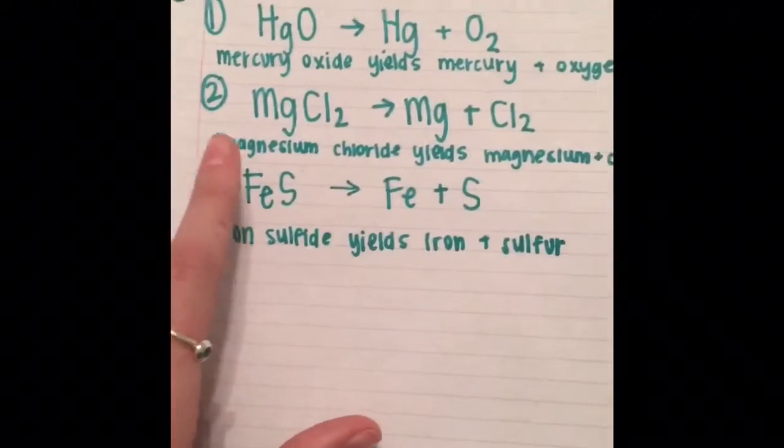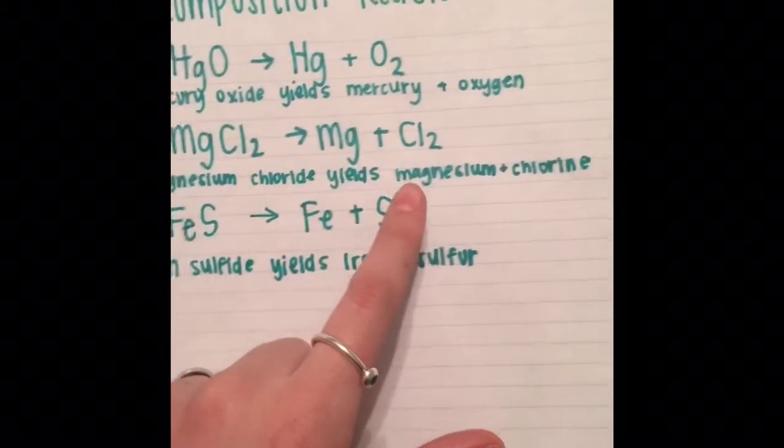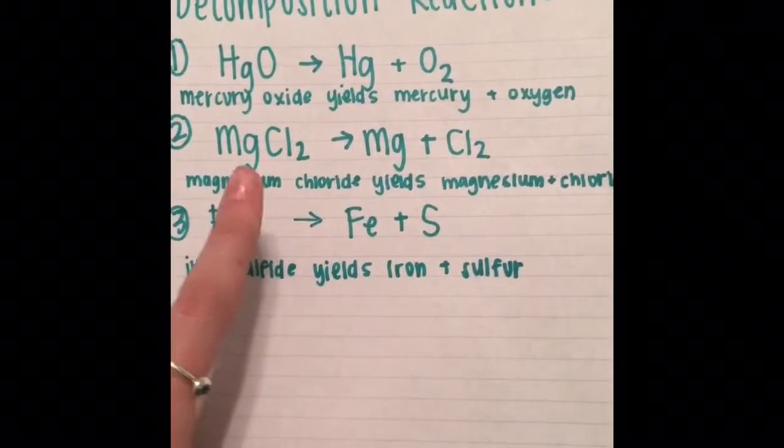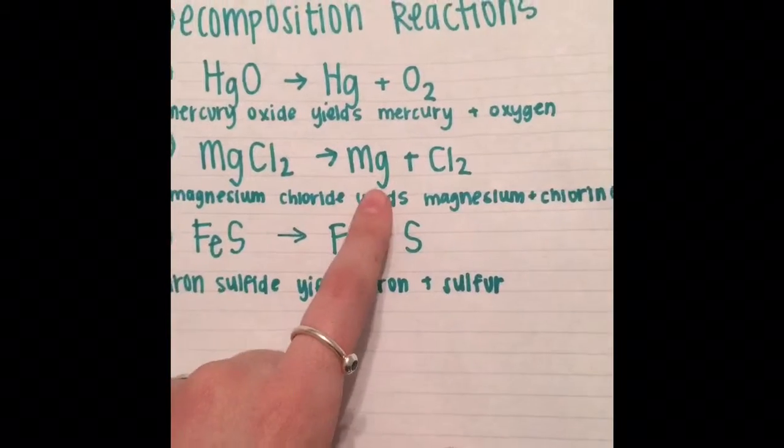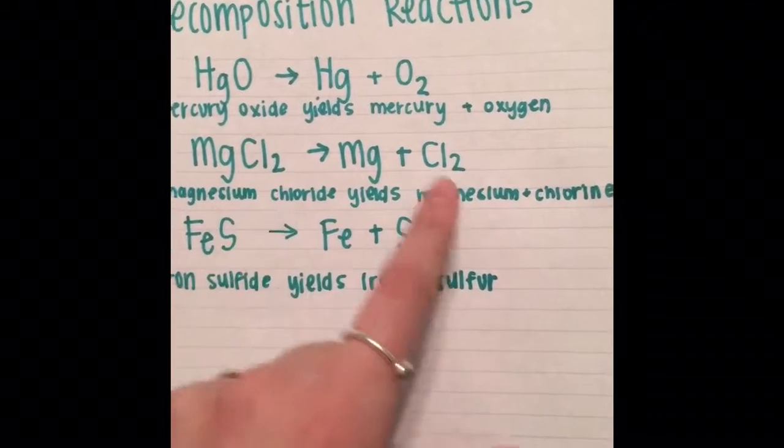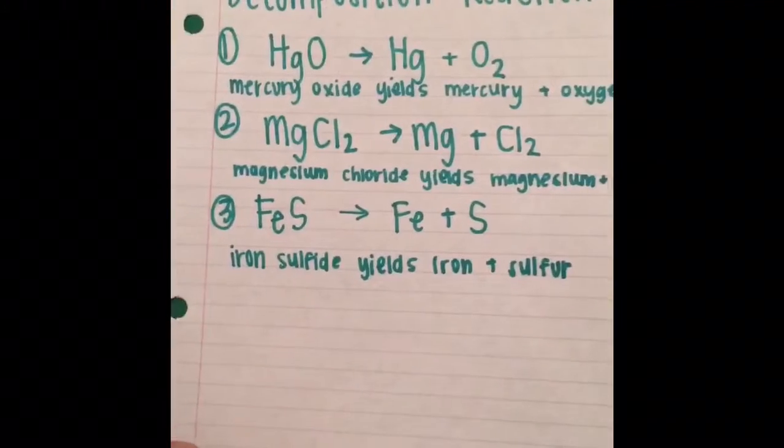So that's balanced. And then for number 2, we have magnesium chloride yields magnesium chlorine. So right here we have 1 magnesium and 1 magnesium. And then over here we have 2 chloride and 2 chlorine. So basically it's already balanced. You don't have to do anything.